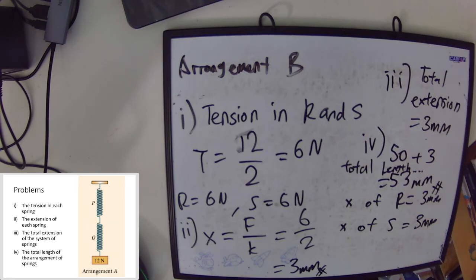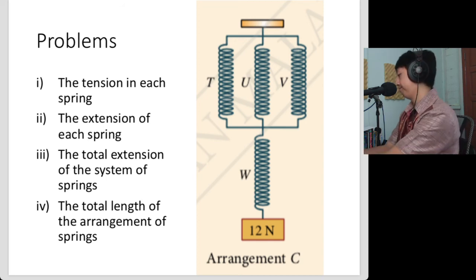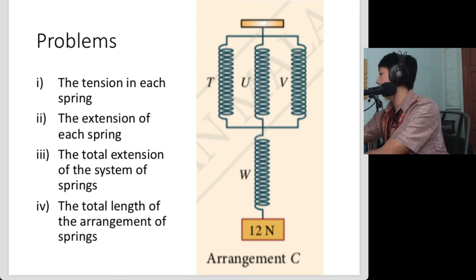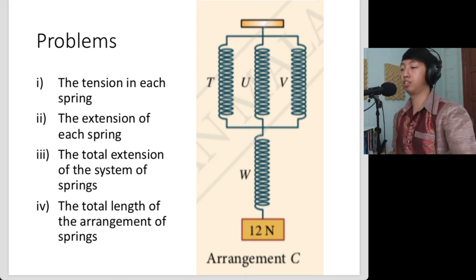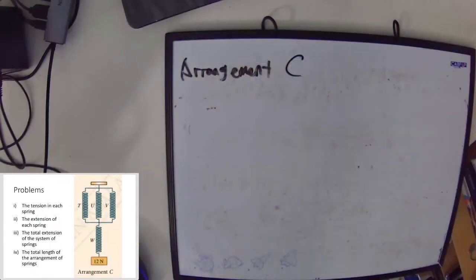So that is when we have series or parallel. Now it gets more interesting when we have a system like this one, where you have a combination of parallel and series. So in that case, we have to calculate each section separately. Alright, so arrangement C. So let's start with number 1, tension on each spring.